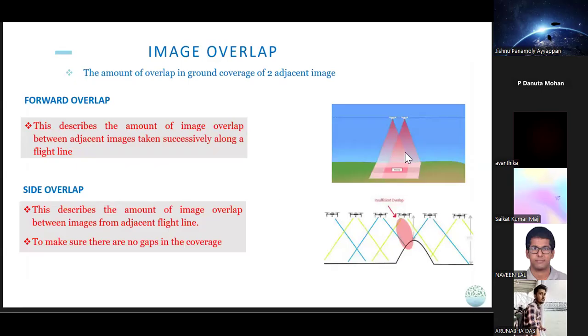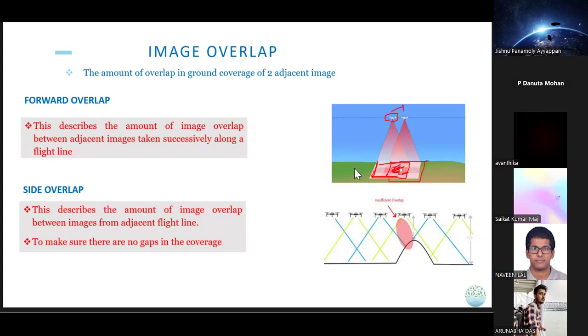Next comes image overlap. What is image overlap? It is the amount of overlap in ground coverage of two adjacent images. See, this is the drone. Right now the drone is in this position, and it is capturing an area that I'm marking in the red rectangular box. So when the drone is in this position, it covers an area of this much. When the drone moves forward to this position, it captures another area. But you can see that there is a common area between both images. This is known as overlap.